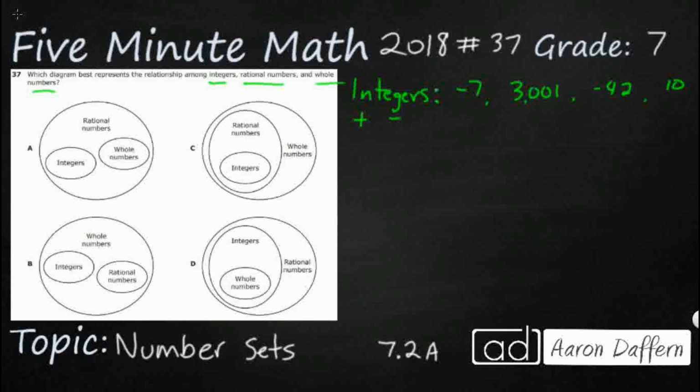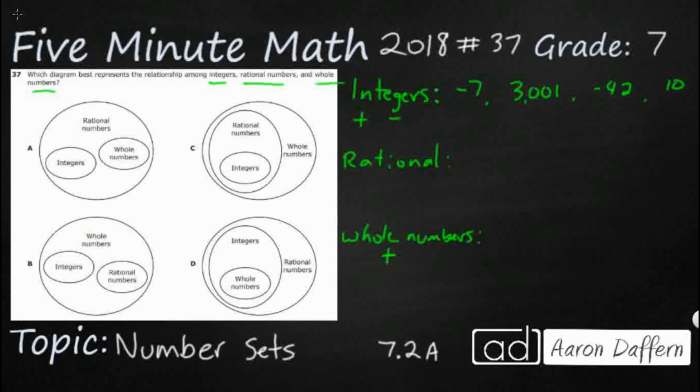Now, rational numbers, let's skip that for now, simply because our whole numbers are going to be very similar to the integers, since we've been using the word whole numbers. So let's get into that one next. Whole numbers are like integers except positive only. So that's the difference.